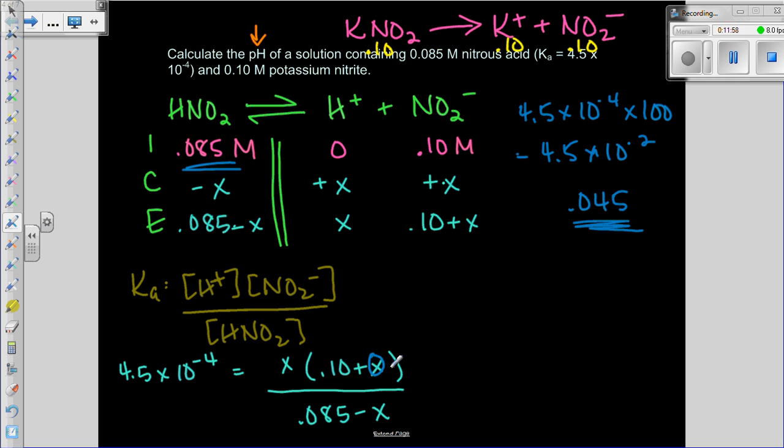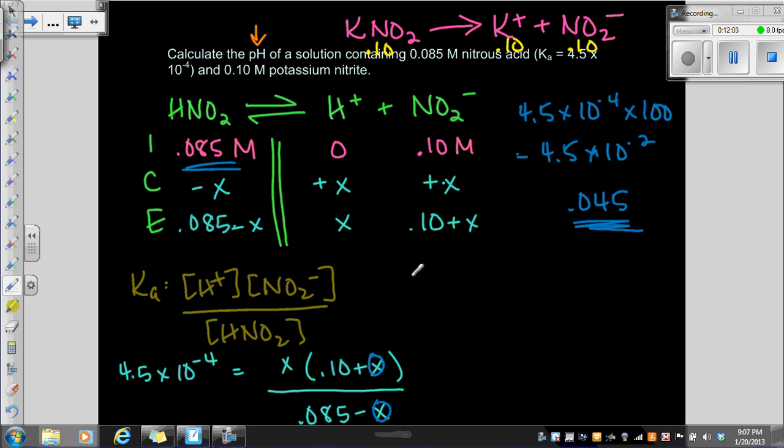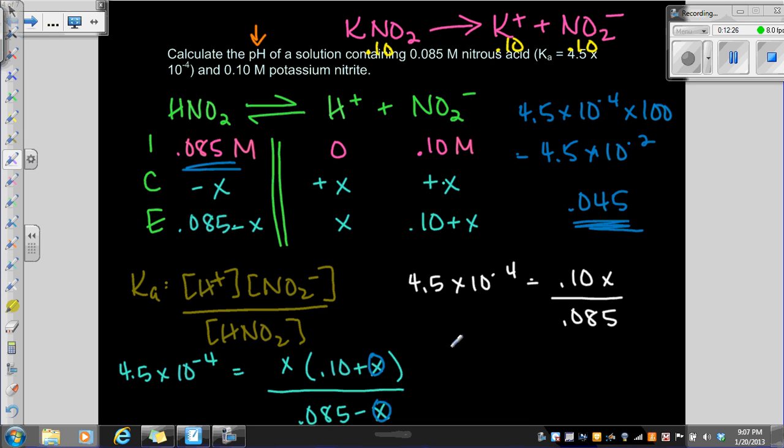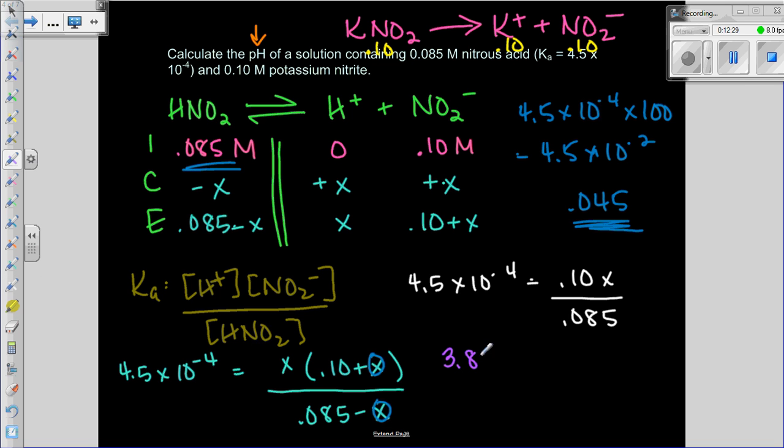That will make this x0 and this x0. So we will have, let's change colors, 4.5 times 10 to the negative fourth equals 0.10x divided by 0.085. Okay, so I'm going to take 4.5 times 10 to the negative fourth times 0.085, and I get 3.825 times 10 to the negative fifth.